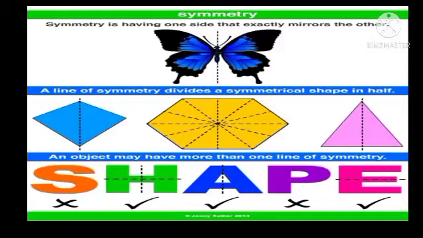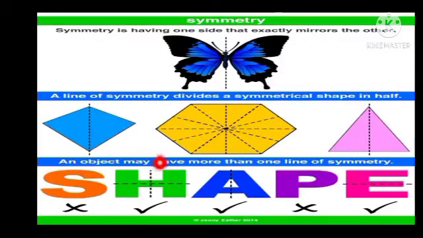Symmetry. What is meant by symmetry? Symmetry is having one side that exactly mirrors the other. And then line of symmetry. Line of symmetry is nothing but the line that divides any figure into two equal halves such that each half exactly coincides with the other.